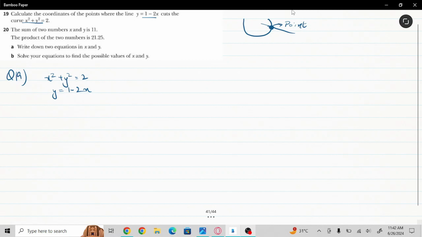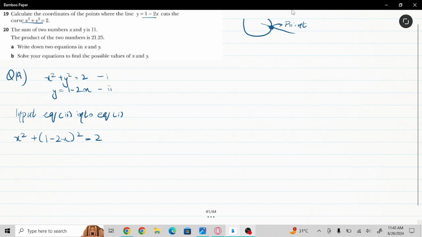We are going to mark this as equation 1 and this as equation 2. Now we will input equation 2 into equation 1. That will give us x² + (1 - 2x)² = 2. And that's it.